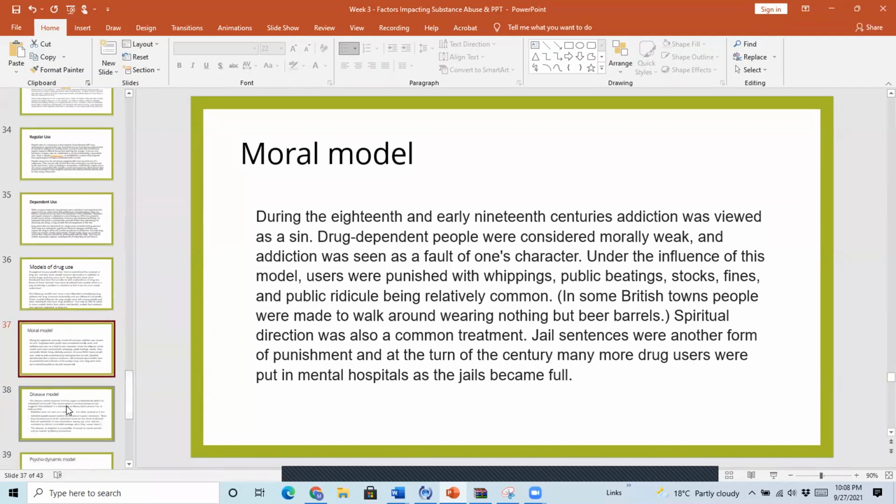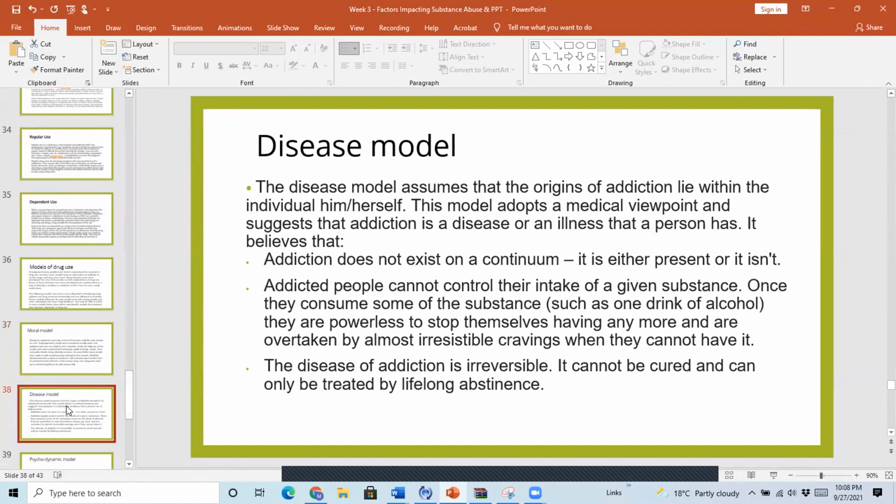Now, moving forward, the disease model. The disease model is where it starts looking at addictions and mental health as a medical issue, not necessarily a criminal issue, but now as a medical issue. This is now where addicted people can receive the supports that they need. There is this idea that addiction can be reversible, but not really cured.